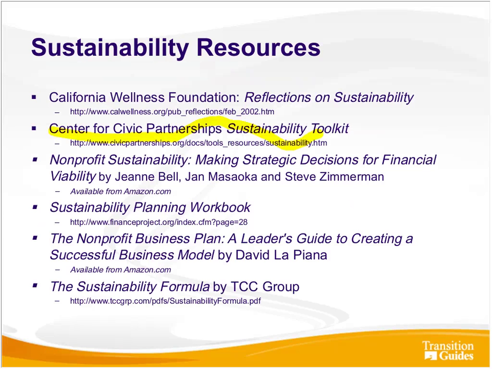And for those of you who are much more concerned about the financial piece of sustainability, there are these 3 pieces here. Nonprofit Sustainability: Making Strategic Decisions for Financial Viability, a brand new book by Jeanne Bell at CompassPoint, is really an excellent resource for digging into particularly the strength of your business model. And they've got a wonderful matrix in there that helps you really sort out the strength of your business model.